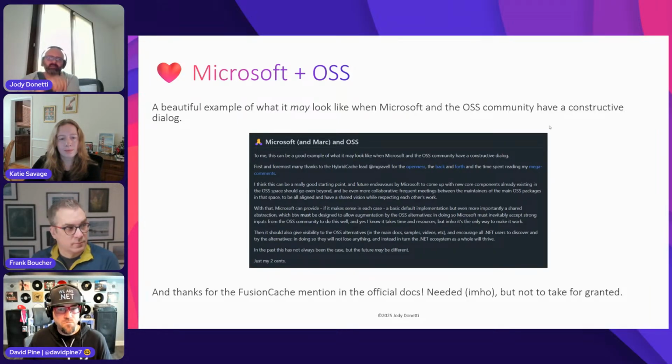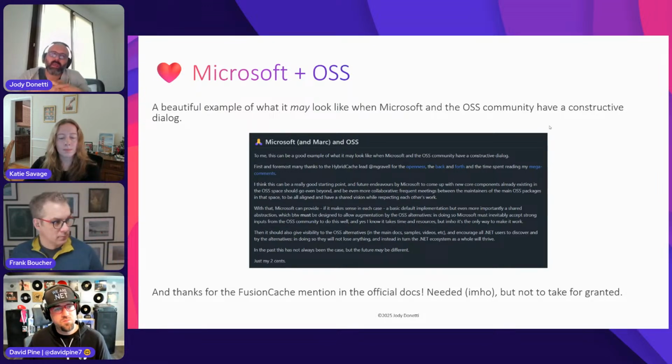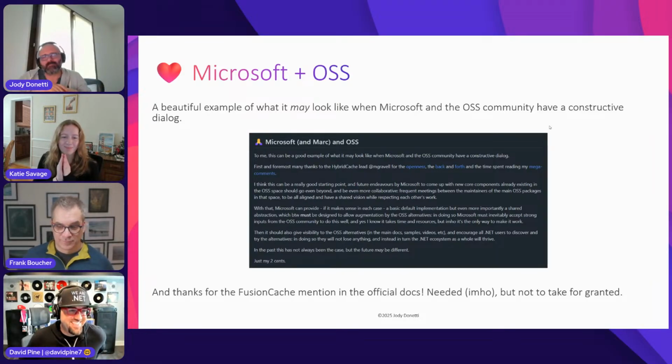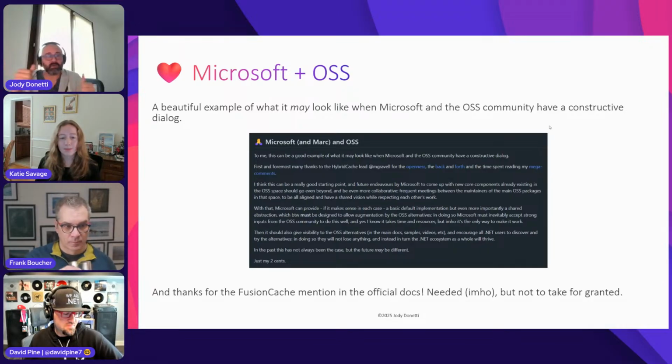I like to see this as a very beautiful example of what can be done by Microsoft and open source together, because the way I had interactions with the HybridCache team, in particular with Marc Gravell, has been really, really amazing. He spent time reading my mega comments. I made more than one. Yeah, sorry. Again, and it's been really nice, back and forth in comments and opinions. I suggested something, and it was like, oh yeah, cool, but also that. Oh yeah, you're right.